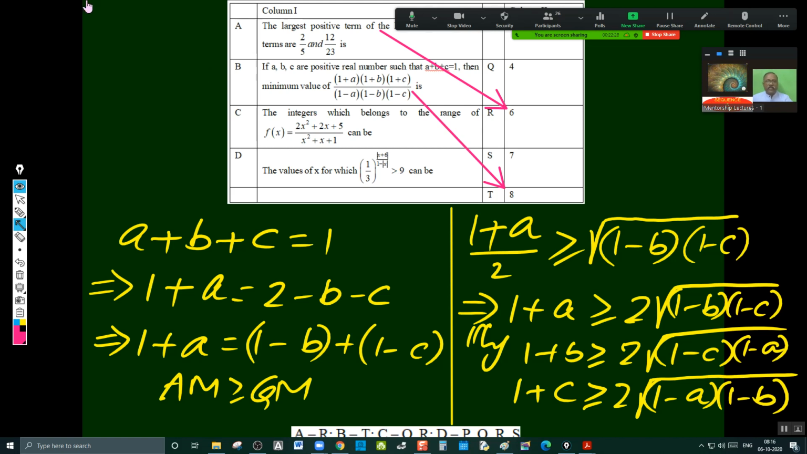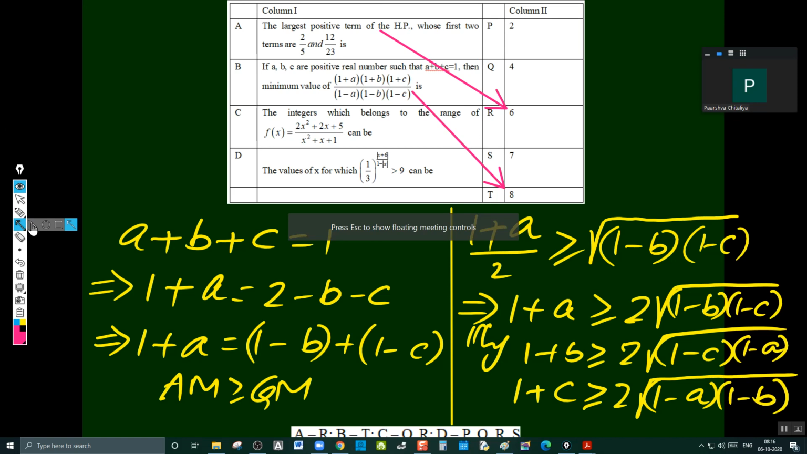And the integers which belong to the range of f of x is equal to 2x squared plus 2x plus 5 divided by x squared plus x plus 1. Sir, could you shift the meeting controls or hide it? It is blocking the question. Thank you, sir. Yeah, next one.